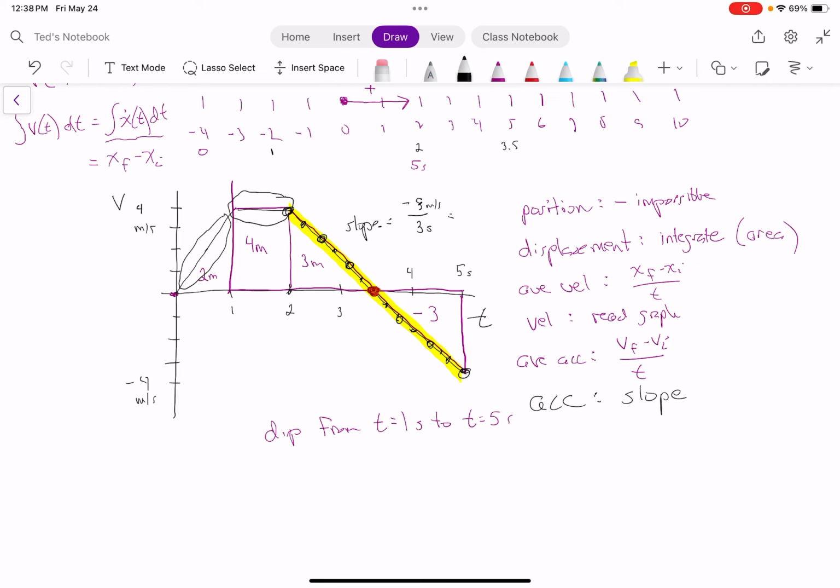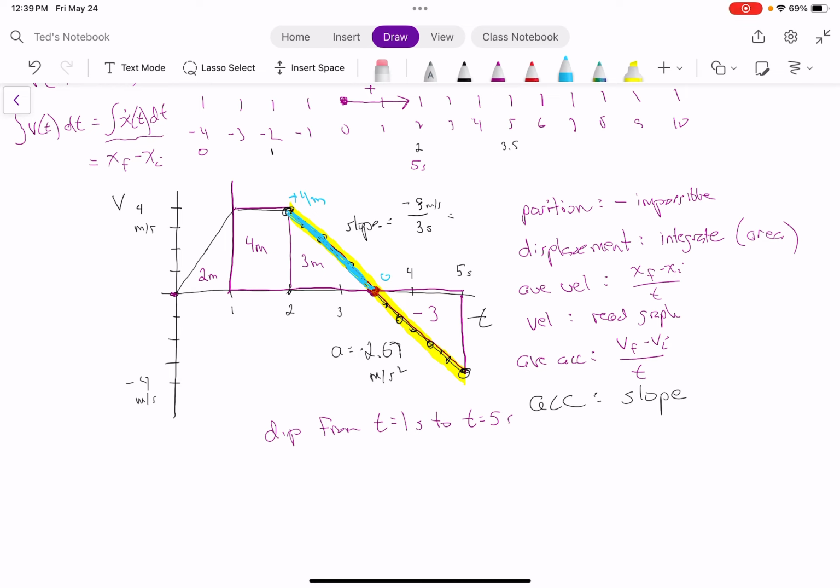Okay, one more thing before we stop this video. I want to point out that this whole line has an acceleration of -8/3, or -2.66 meters per second squared. And I want to point out something important. It started out at +4 meters per second, and it goes down to 0. So during this part of the graph, the object is slowing down.